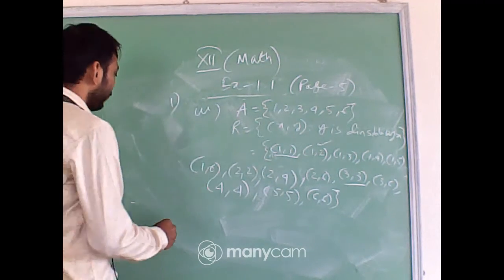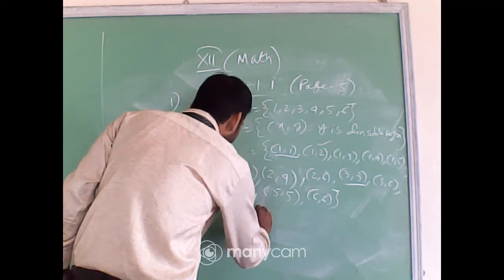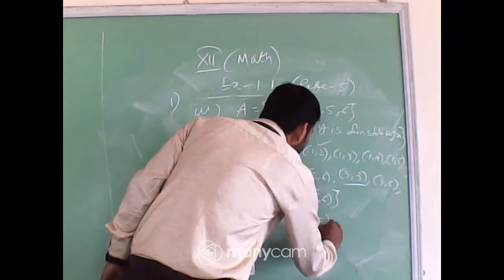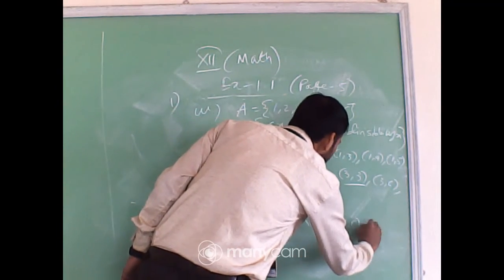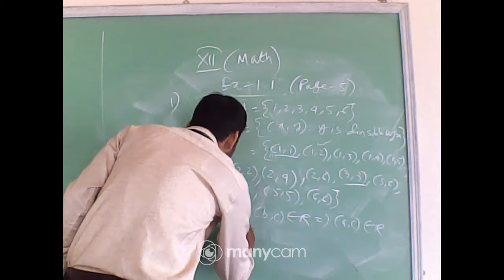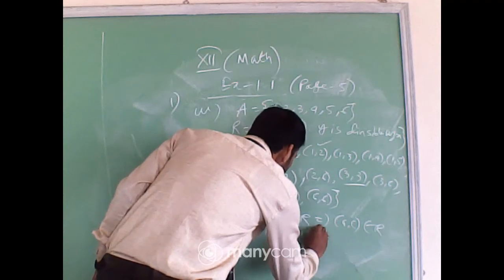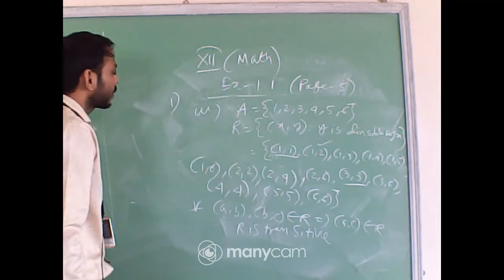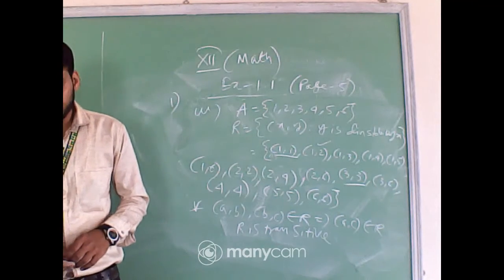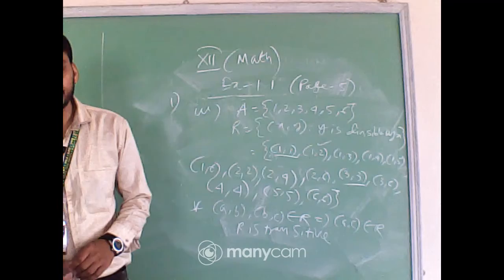So, for all A comma B, B comma C belonging to R, it implies A comma C also belongs to R, where A, B, C are from A. Therefore, R is transitive. So this relation is reflexive and transitive, but not symmetric. Up to question number 3, we have done today.